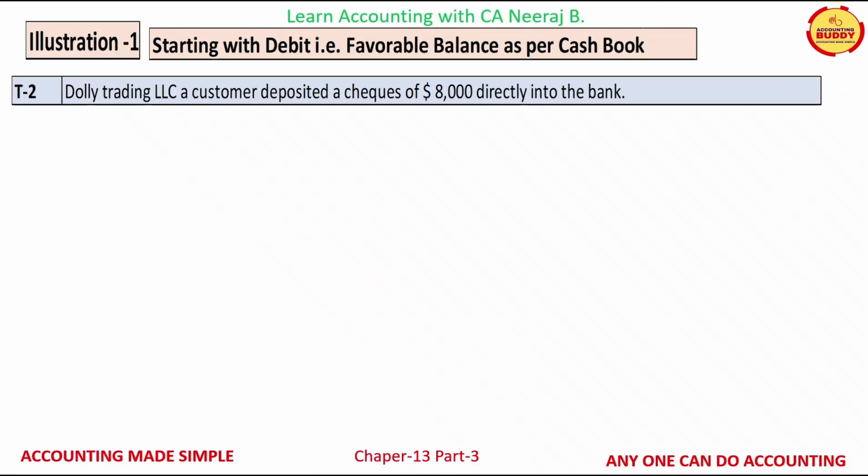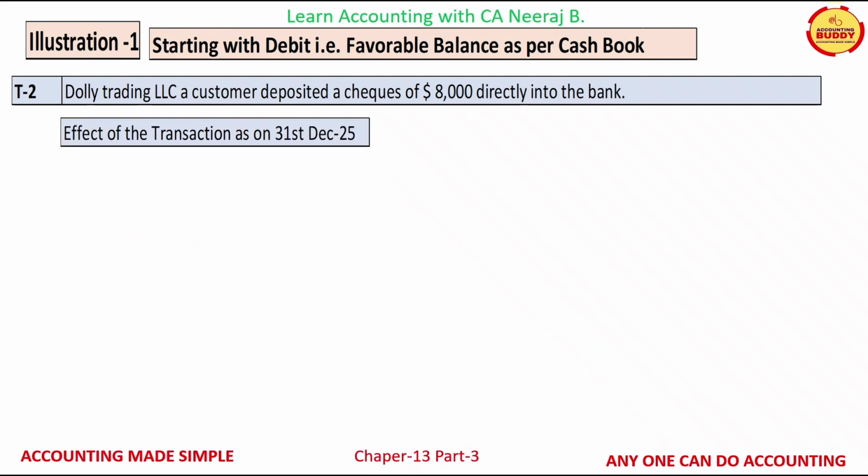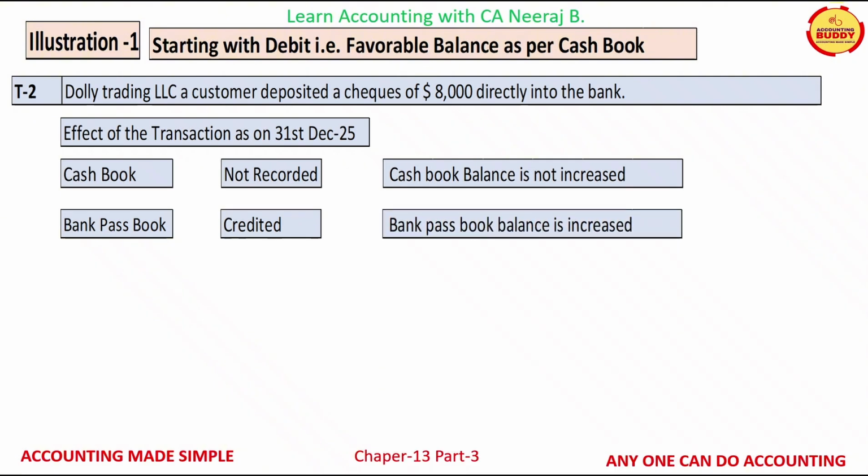T2 difference is Dolly Trading LLC, a customer, deposited a check of $8,000 directly into the bank. Let us understand the effect of this transaction as on 31st December 25. In the cash book, this transaction is not recorded. Therefore, the cash book balance is not increased. While in bank passbook, the amount is credited and thus the bank passbook balance is increased.